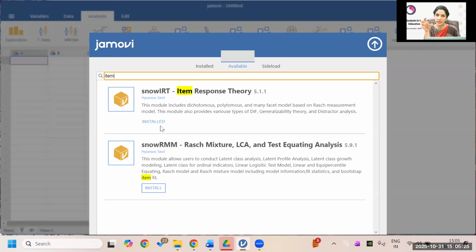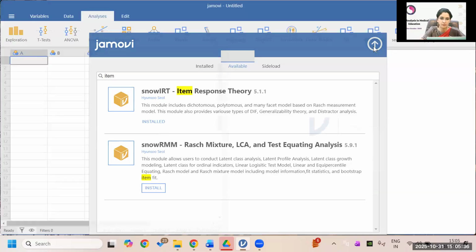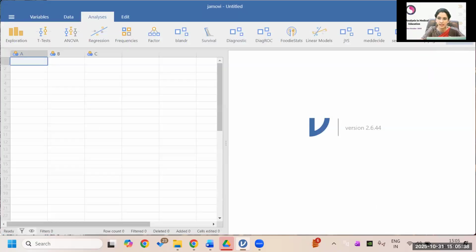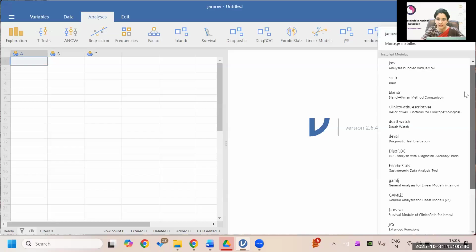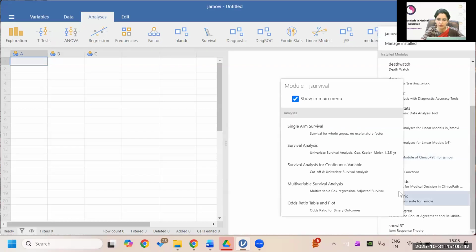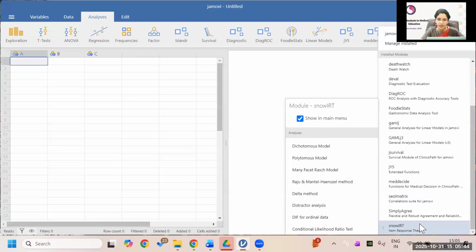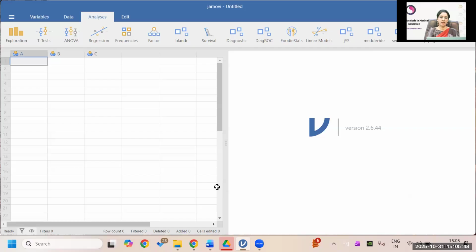Then go to this plus sign and type item. This module will come, Snow IRT, and then download this module. Once you've downloaded this module, it will come here. In my case, when I press this plus, it shows here because there are a lot of modules, so that is not shown in the upper ribbon. And this is the Snow IRT module.